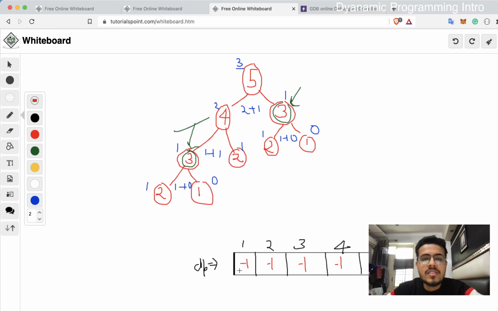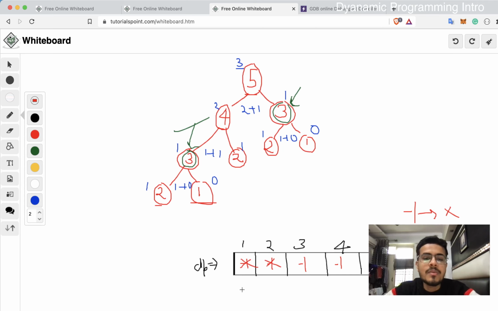Okay, so I made my recursive call at 5 over here. Then I made a call for 4, it went to 3 and 2, then 2 and 1. So when I came to 2 and when I came to 1, I know the Fibonacci number 2 is 1 and Fibonacci number of 1 is 0, right? So this means I have calculated it. So in my DP array, I'm going to change them.